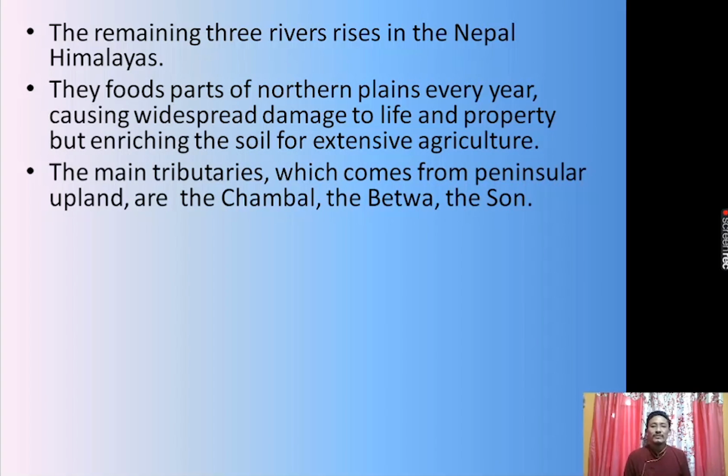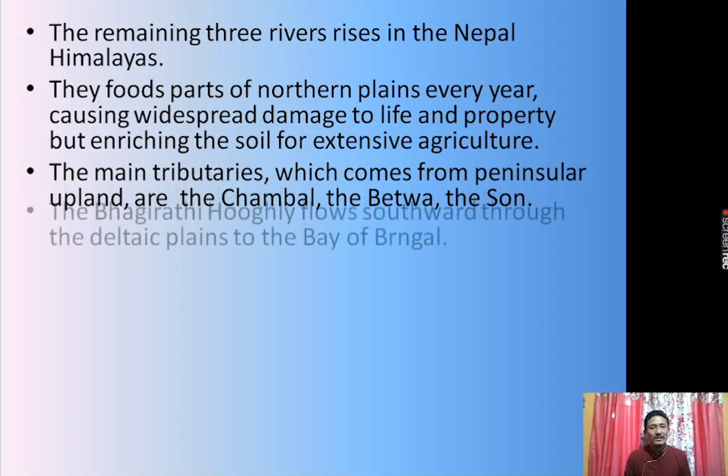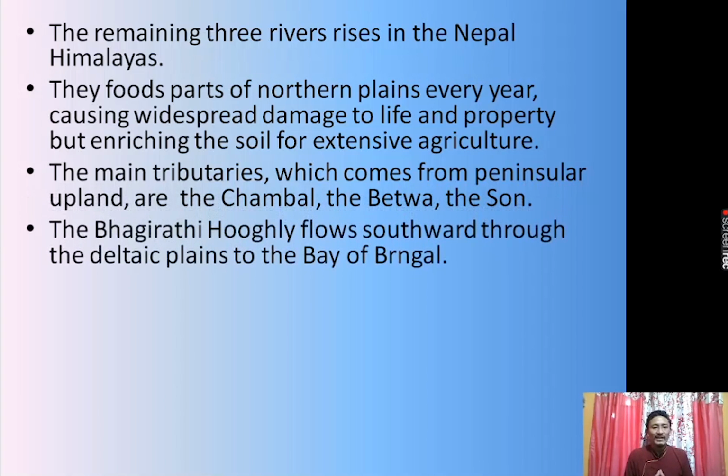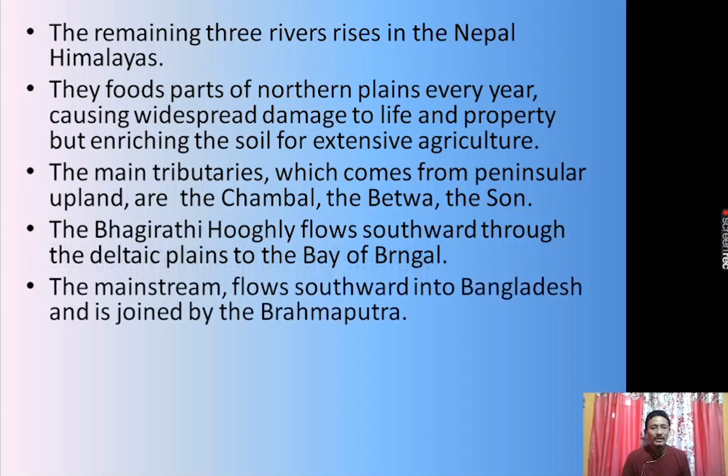The main tributaries which come from the peninsular upland are Chambal, Betwa and Son. So these are the peninsular rivers that come and join with the Ganga. Then we have Bhagirathi Hooghly flowing southwards, right? So Bhagirathi Hooghly flows southwards through the deltaic plains to the Bay of Bengal. So here I need to make a correction. It is Bay of Bengal. So there was a mistype. Okay, so then we have the main stream flowing southwards into Bangladesh, where it is joined by the Brahmaputra.